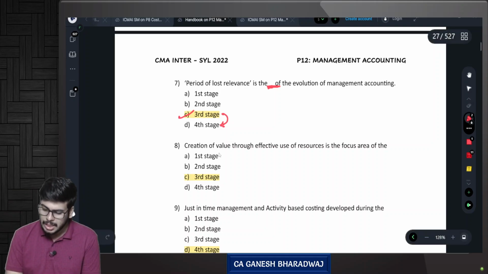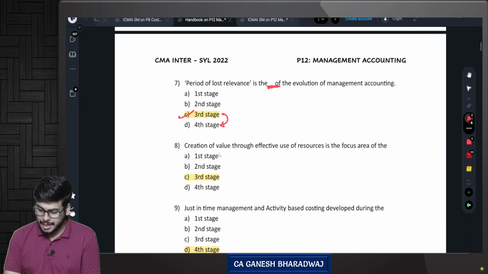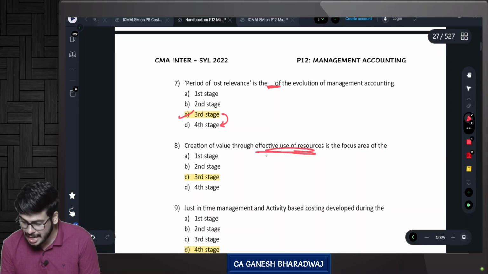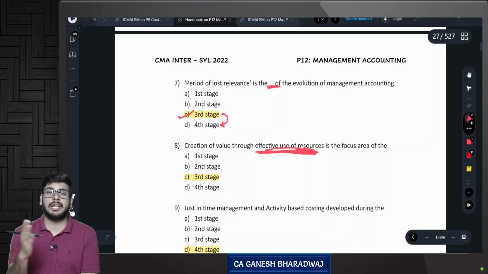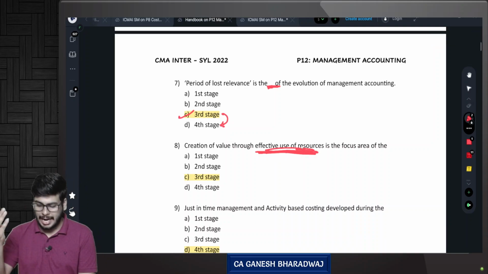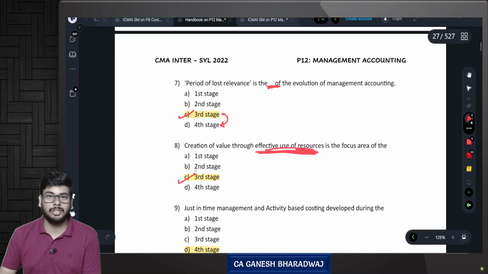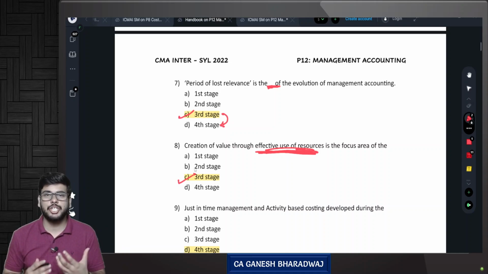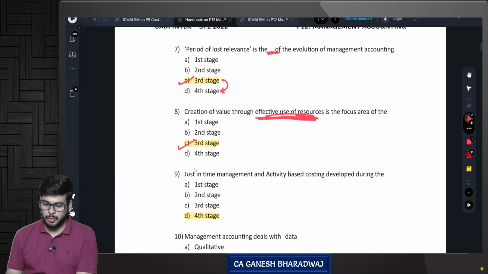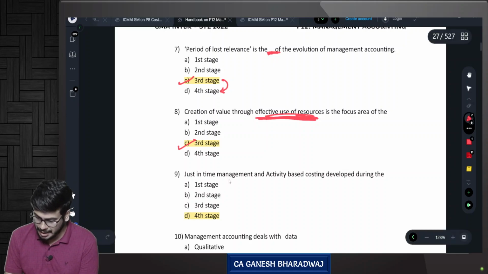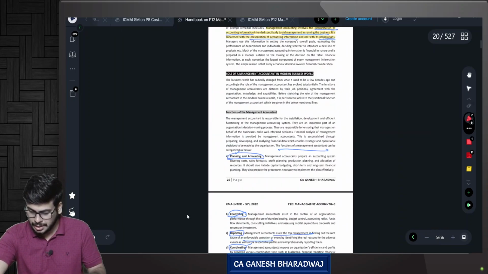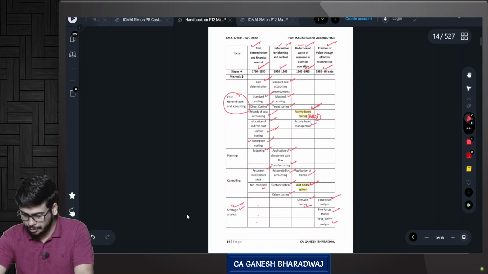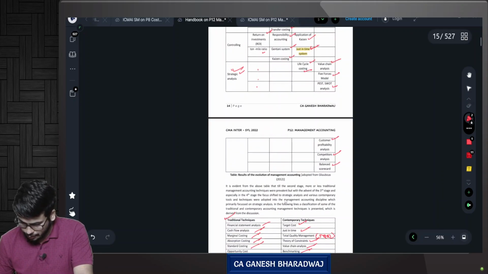We saw that. Creation of value through effective use of resources. I told you this value chain, that is your value added and non-value added activities and all, that we saw. Correct or not? I told you, in a factory, in a corner of the factory, they have this raw material storage area 2 kilometers away from the production facility. They need to shift the area and all. I told you, right? Yes. So that focus was in the second stage. Then just-in-time management and ABC developed during the fourth stage. If you see the tabular column here, look, we saw this once again.